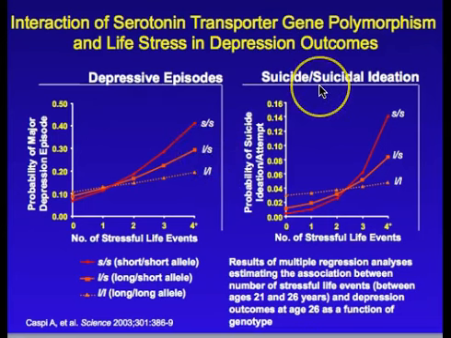You see the same thing with suicidal behavior or ideation, that the short allele version of the serotonergic transporter gene leads to increased suicidality according to the number of stressful life events. This concludes our discussion of the pathophysiology of depression.